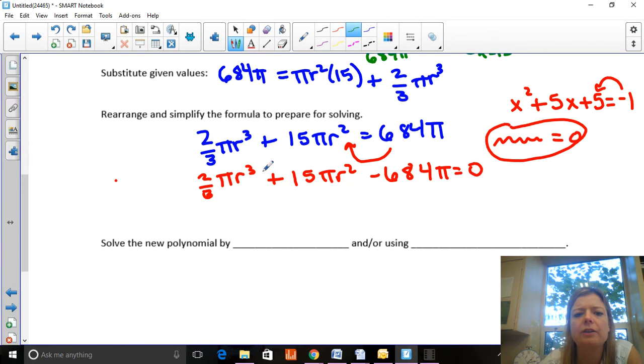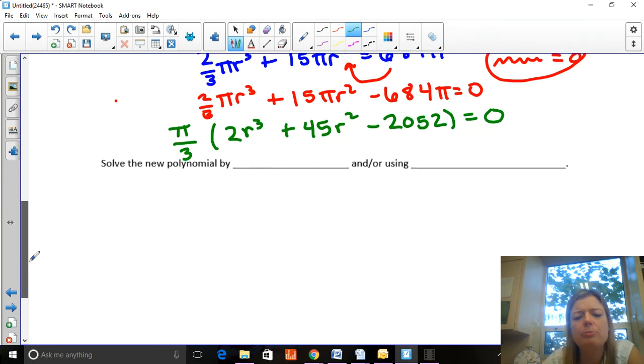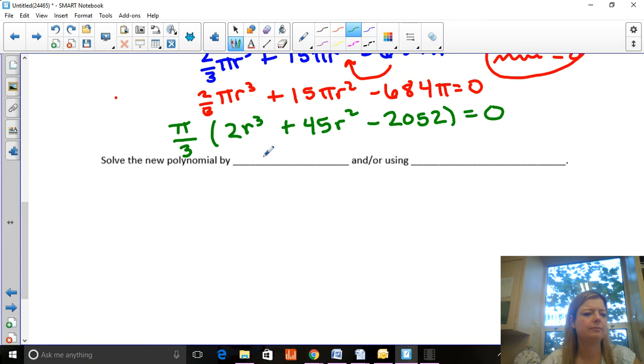I'm going to take out a common factor of π/3. All of these terms have pi in them, so it just makes sense for me to take it out. And I don't want this coefficient to be a fraction, so I'm going to take out π/3. So that means I'm left with 2r³ plus, okay, now if I take out a third, that means I have to multiply by 3. So that would be 45r² minus 2052 equals 0. Okay, so now I can solve this new polynomial by factoring.